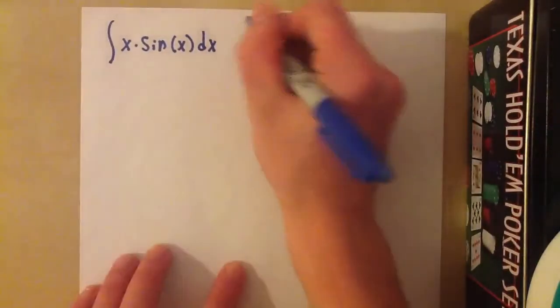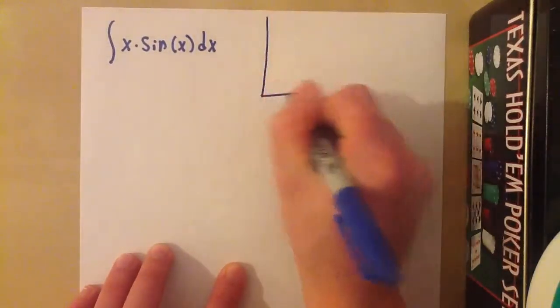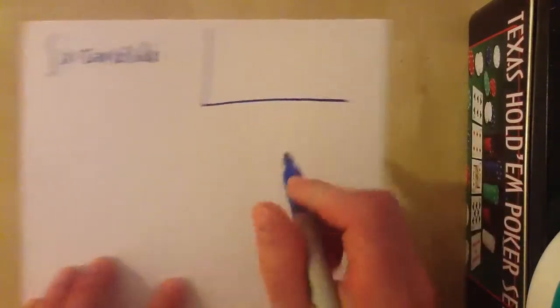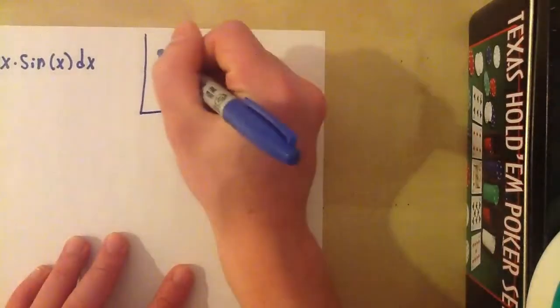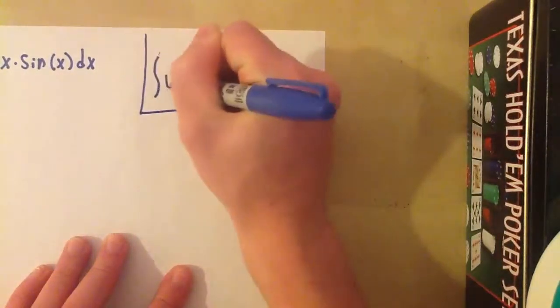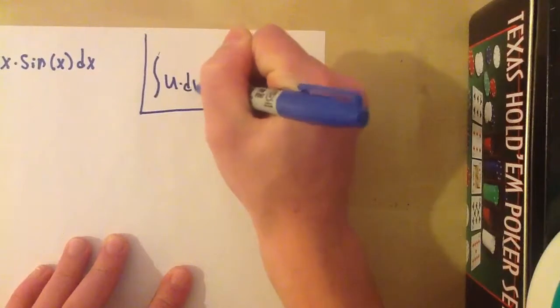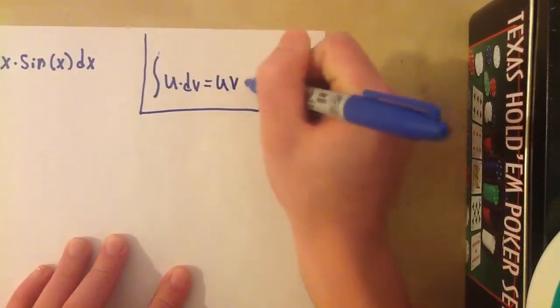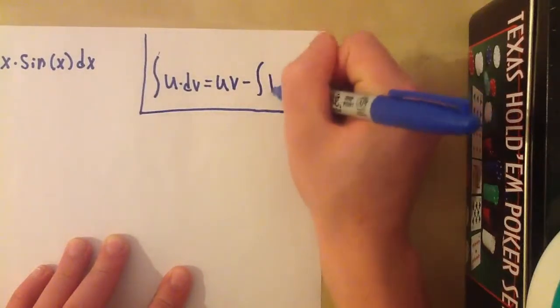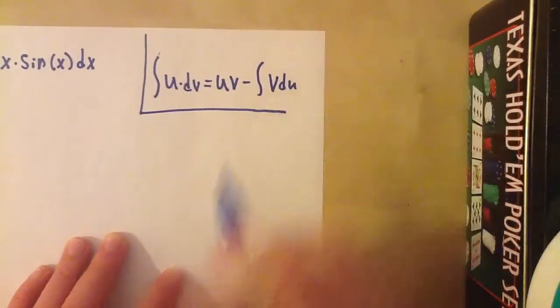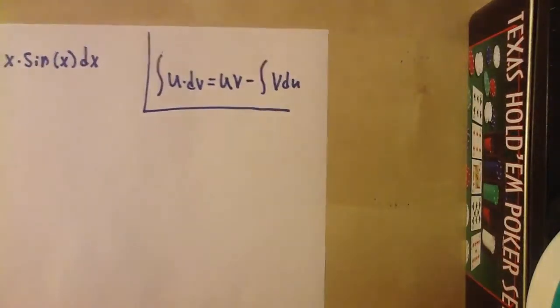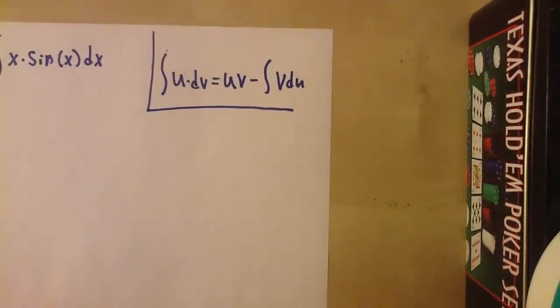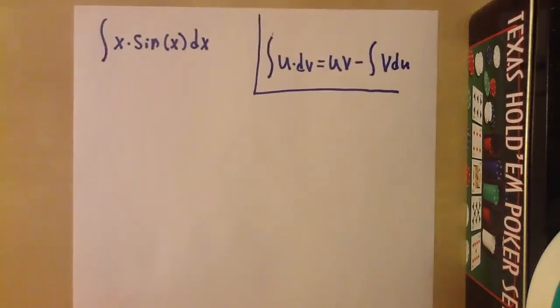So let's just remind ourselves over here in the corner that the integral of u times dv is equal to uv minus the integral of v du, and you can check out the previous video for a proof on that. So let's get back to our question.